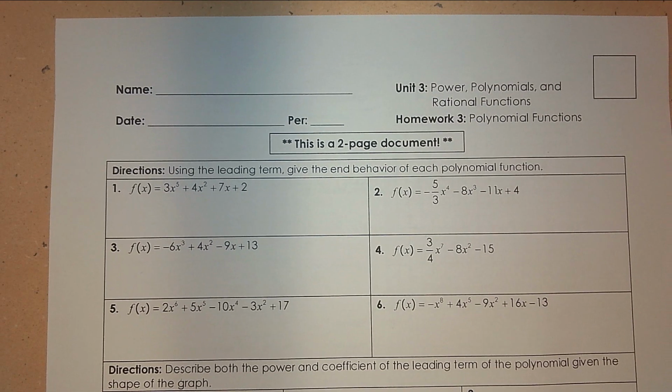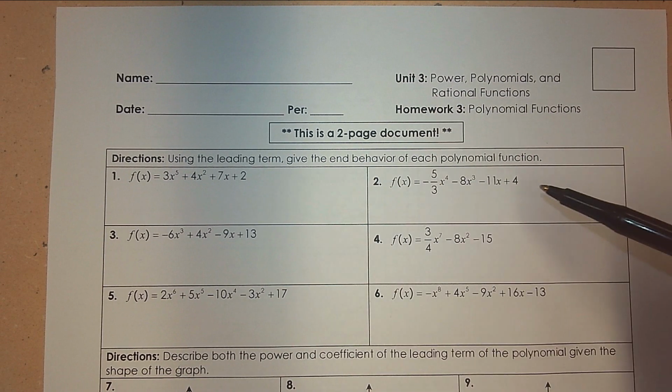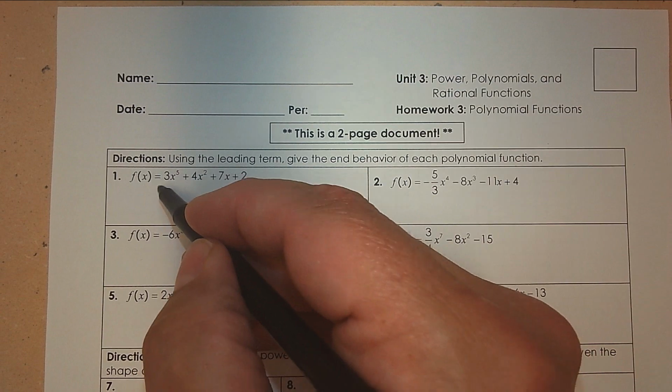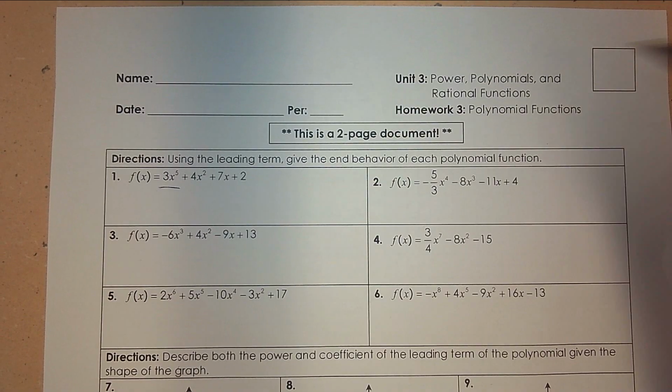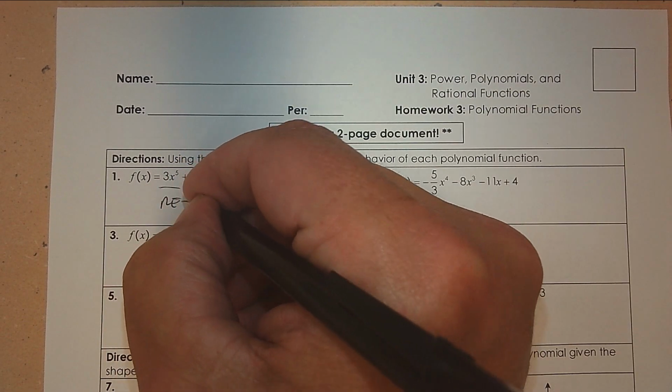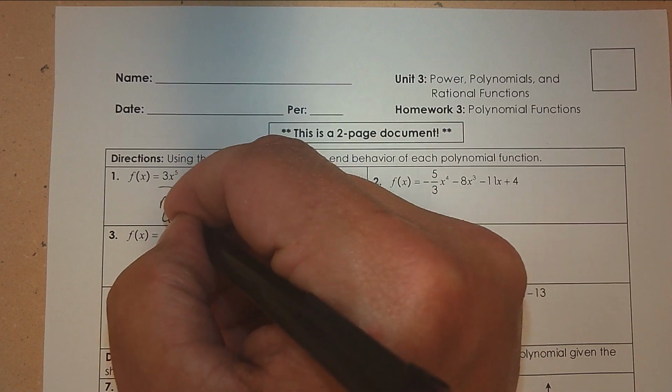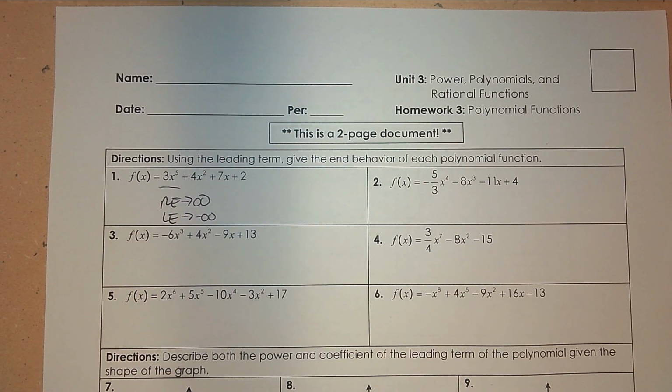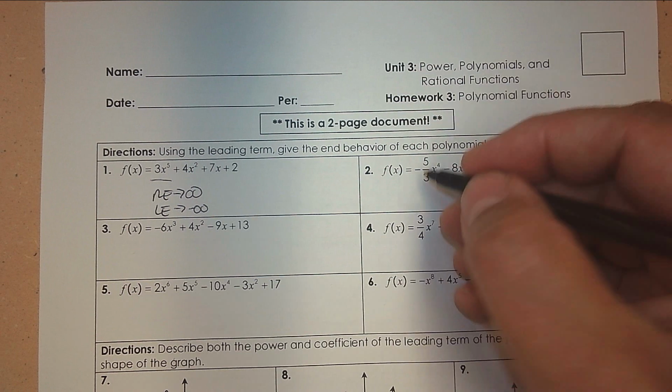All right, so use the leading term and give the end behavior of each polynomial. So you can tell that it is positive with an odd exponent. So the right end is going up while the left end goes in the opposite direction. So one goes to infinity, the other goes to negative infinity.